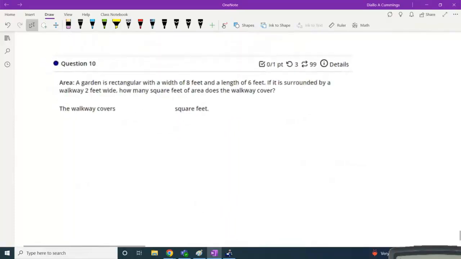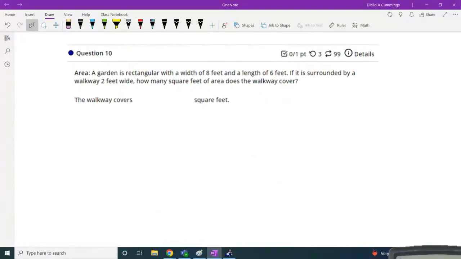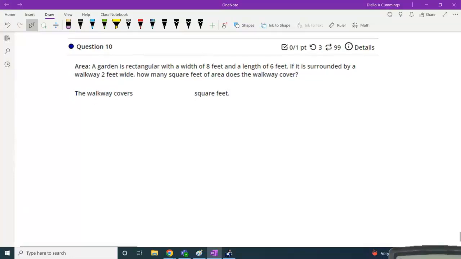And here is the last one, number 10. There's usually some questions about this one. I believe it's on one of those videos, but we will work through this one. It's an area application, and it says a garden is rectangular with a width of 8 feet and a length of 6 feet. So I'm going to sketch that out. It says it's surrounded by a walkway that's 2 feet wide. How many square feet of area does the walkway cover?